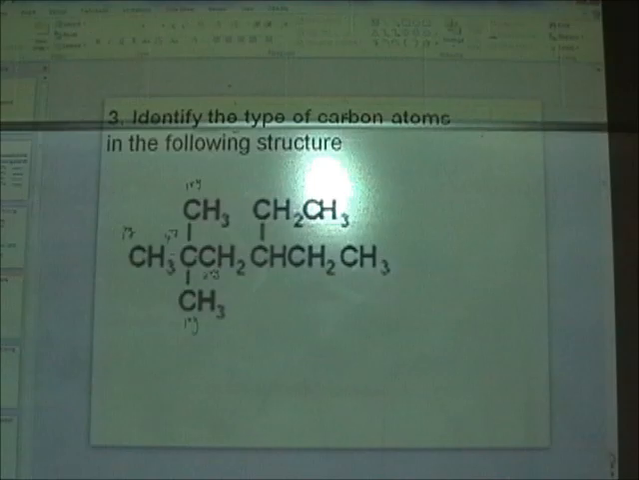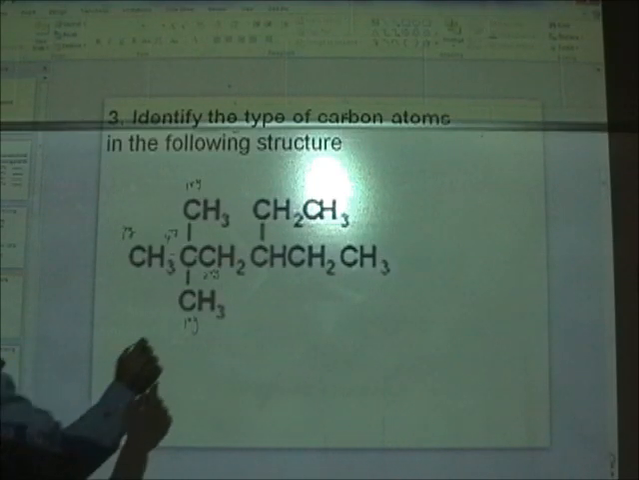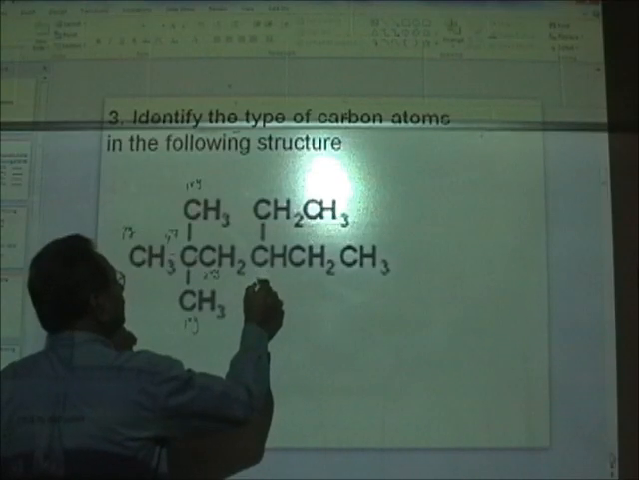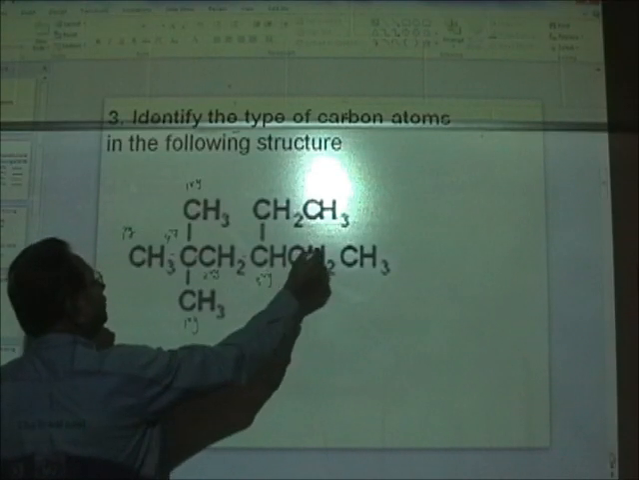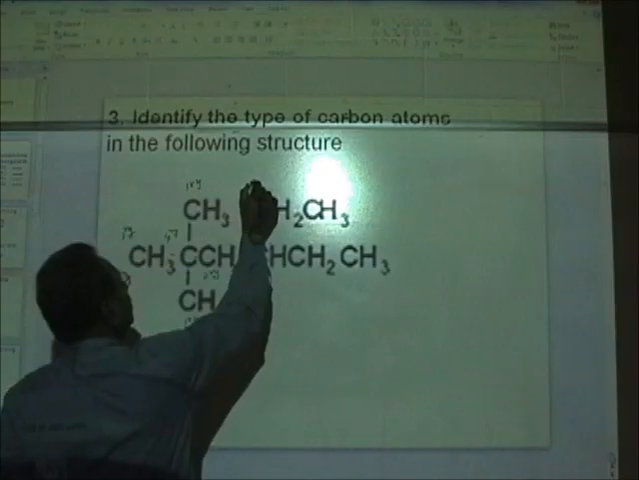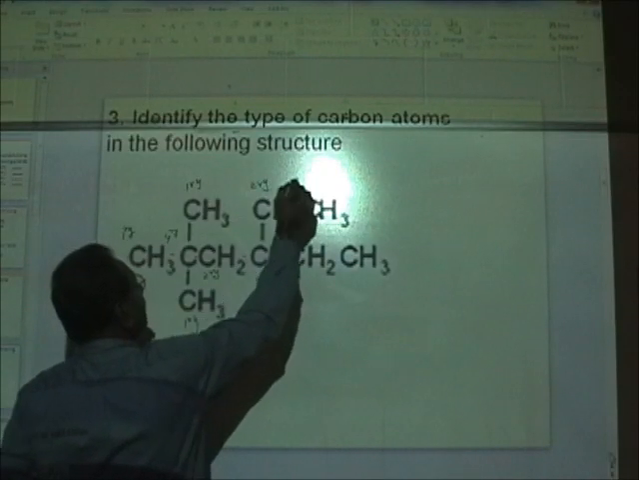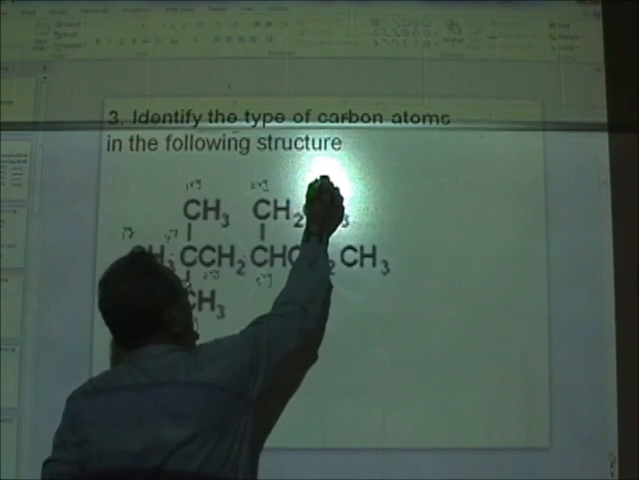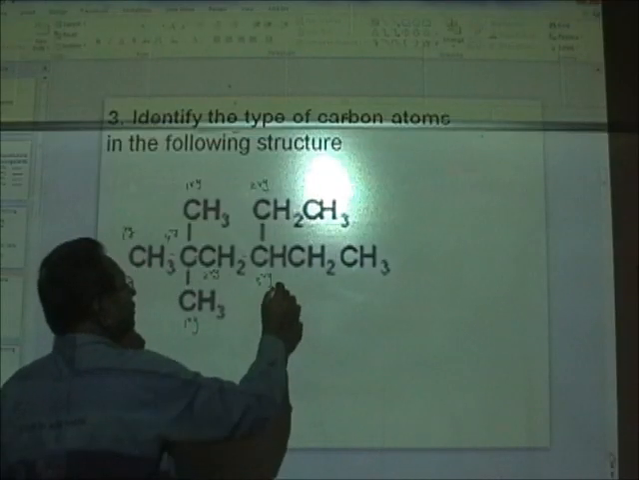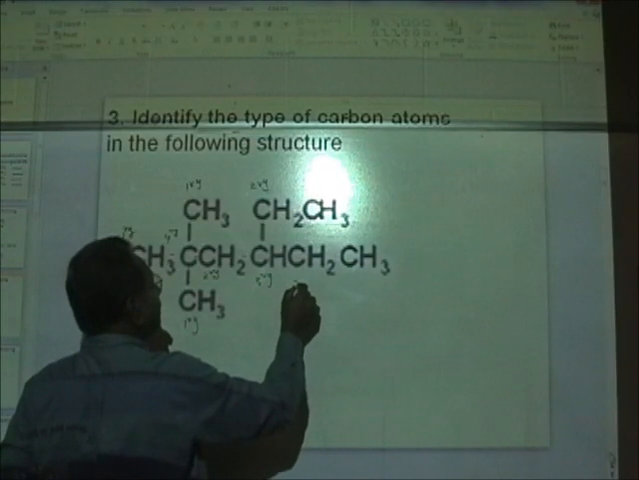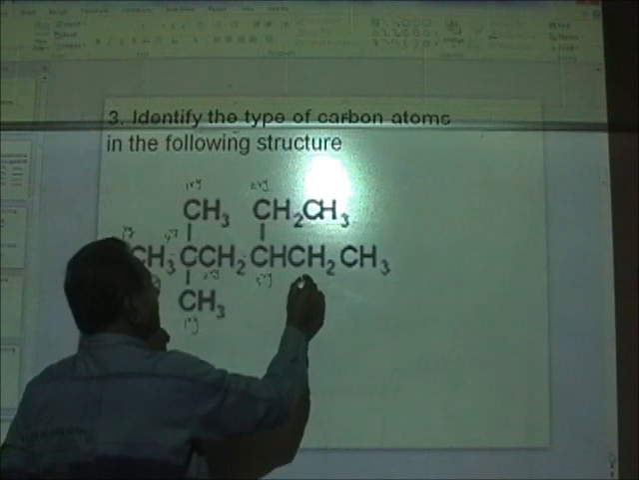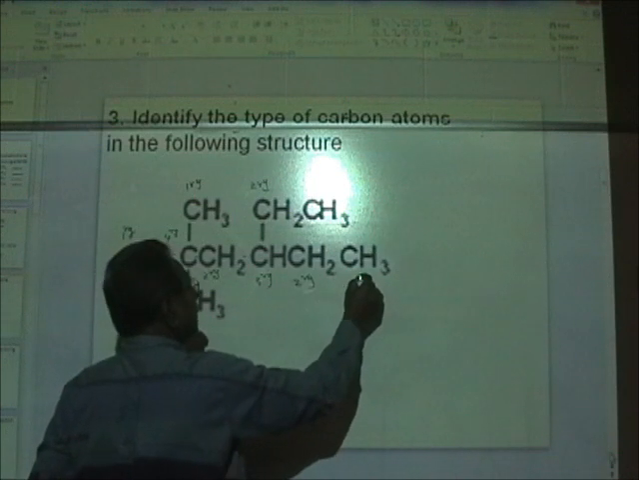Anyone, everybody clear about that? Okay. And this one is tertiary because of that, and this is going to be secondary, and this one is the primary, and this one is going to be secondary, and this one will be primary. Okay.